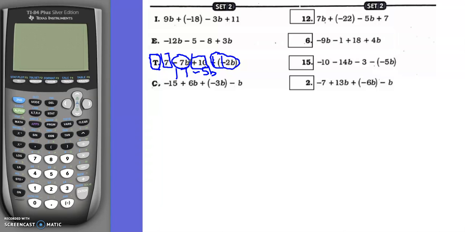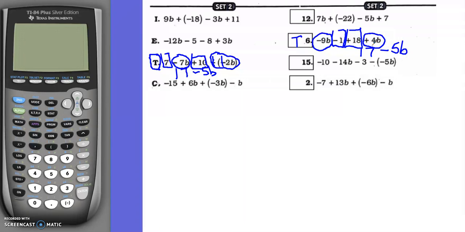So we have a 17 minus 5b. Alright, I'm going to let you know that number 6 is going to be its counterpart. So let's do number 6. I have a negative 9b and I have a 4b. A negative 9b and a positive 4b make a negative 5b. Then we have a negative 1 and a positive 18. They are going to make a 17. So we have 17 minus 5b.